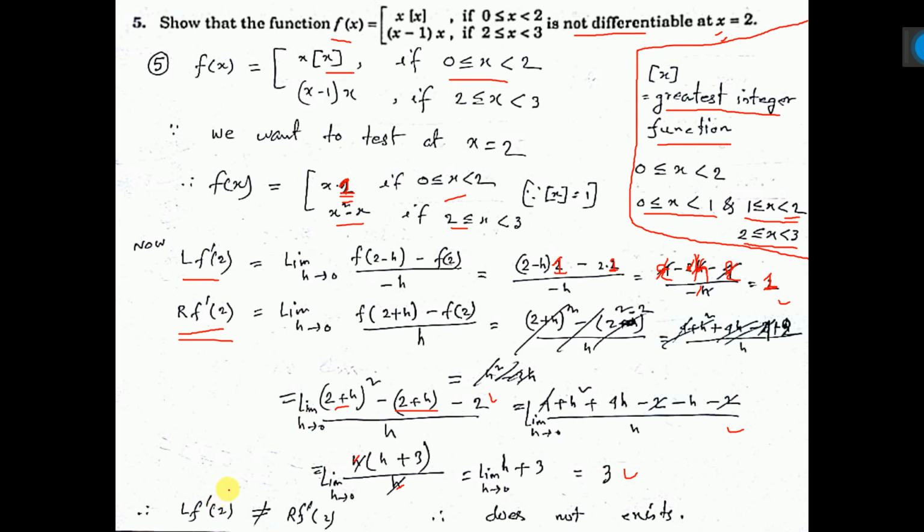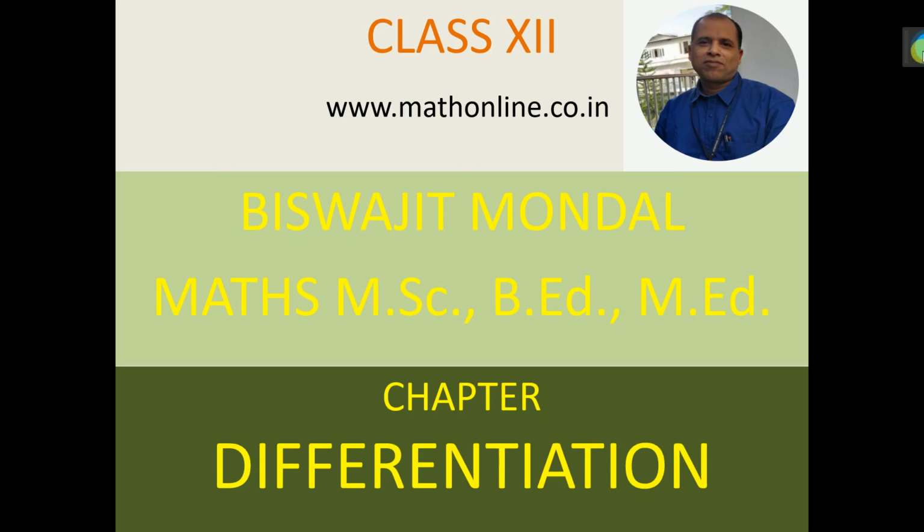That means left hand differentiation and right hand differentiation are not equal. That means the differentiation does not exist. So it is proved. That's all.